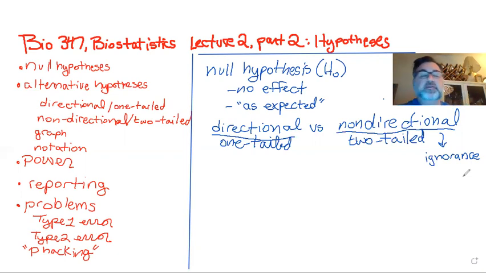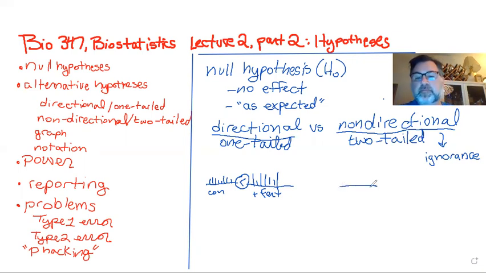So I'll give you an example of a directional hypothesis. You have your cornfield, with two fields: a control field, and a field plus fertilizer. Despite variation in corn plants, you expect on average that the fertilizer plants will be taller than the controls. That is one tail, that is directional. This implies the direction.